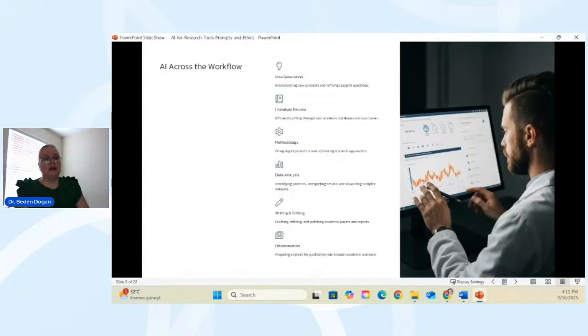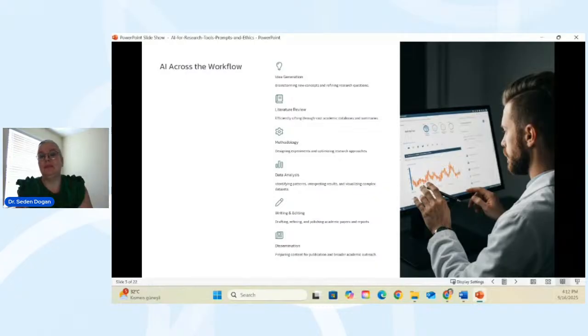So now let's map the research workflow. AI can help with idea generation, brainstorming questions, or spotting connections. It can support literature reviews, clustering, and summarizing, though you still need to synthesize. It can suggest methods like drafting survey items, interview questions, or experiment scenarios. And it can assist with analysis, code generation, visualization, and it can help with polishing the entire text.